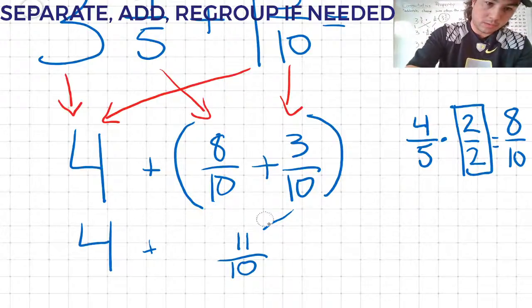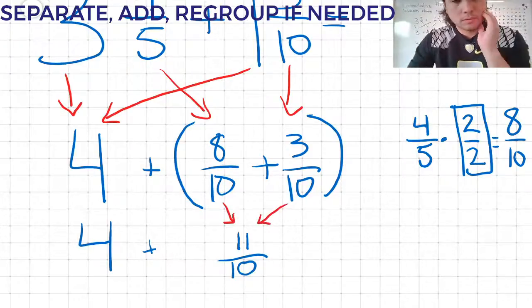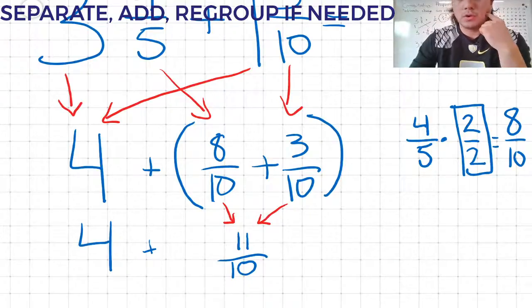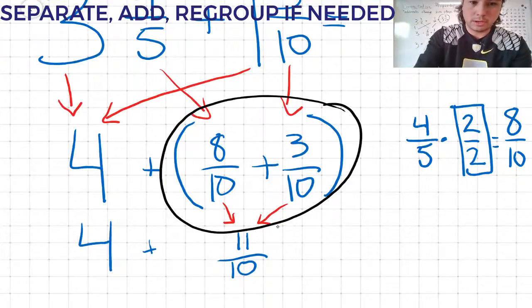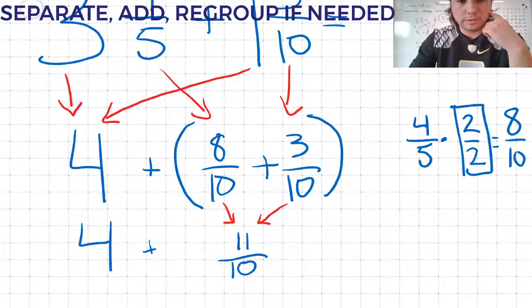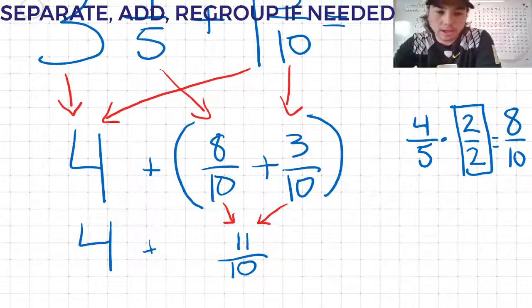I've been using my arrows in red, so I'm going to rewrite them in red just to be a little bit more specific here. Okay? So if you're feeling up to the shortcut, you could have skipped this step and gone straight to here. But in the interest of clarity, we can draw it out. Now, can I do anything with 11 tenths?